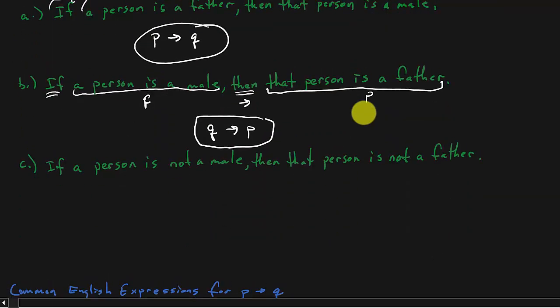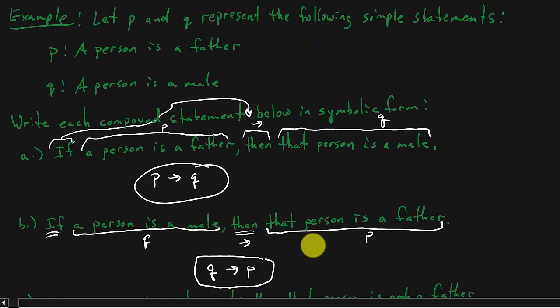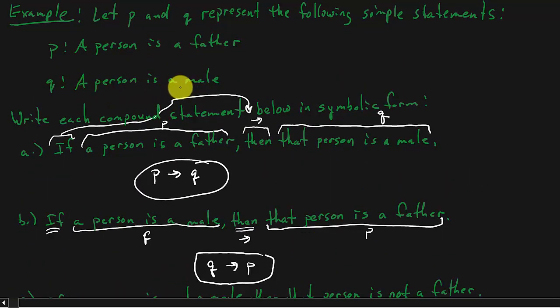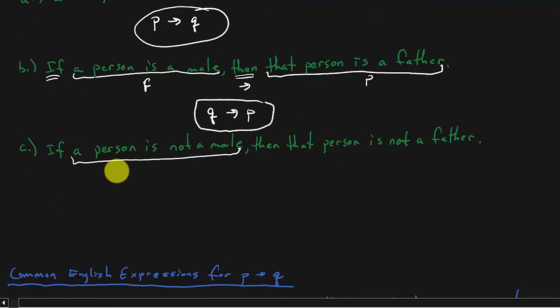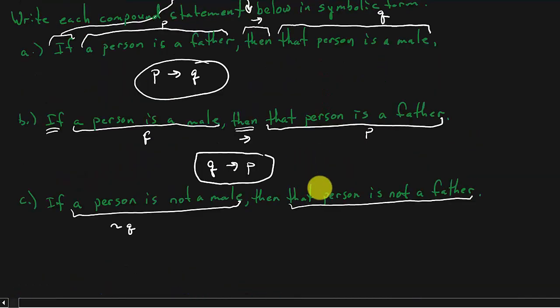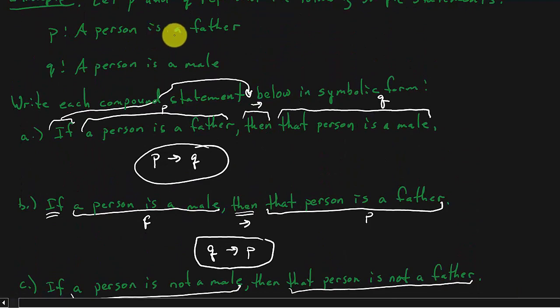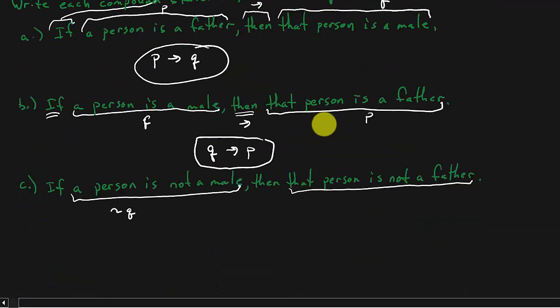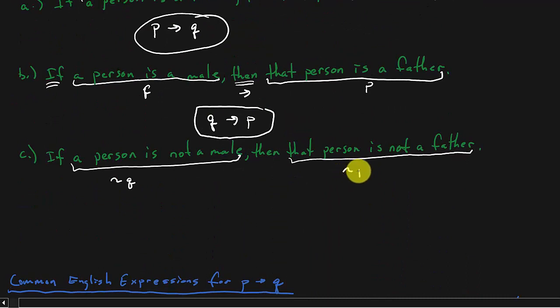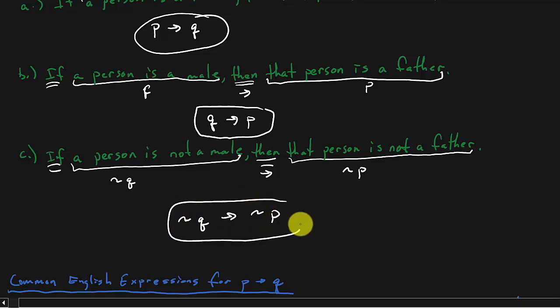All right, so what about this one? If a person is not a male. Q is a person is a male, but this says is not a male, so that is not Q. And then that person is not a father. Well, P is a person is a father, but we have a person is not a father, so this would be not P. And the then and the if represent our symbol. So we would have not Q, our symbol, not P. And there's your answer.